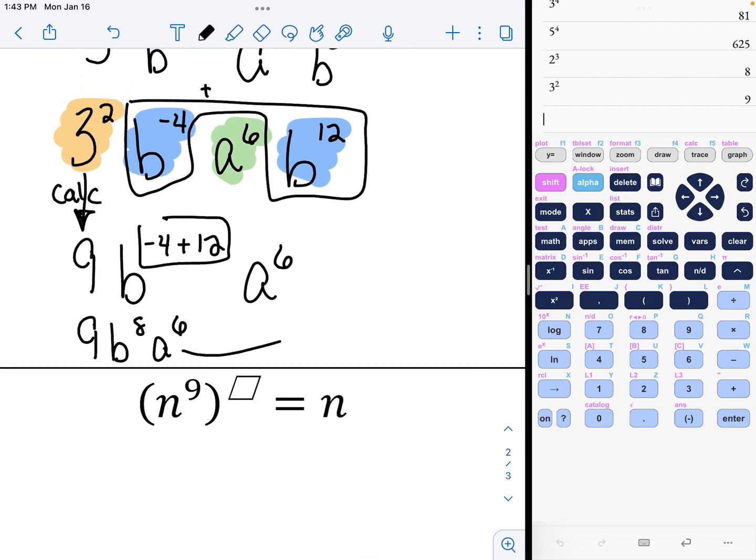While that is a really nice answer and totally acceptable by me, the keystones will put it in order. They'll have the coefficient, then the A, and then the B.